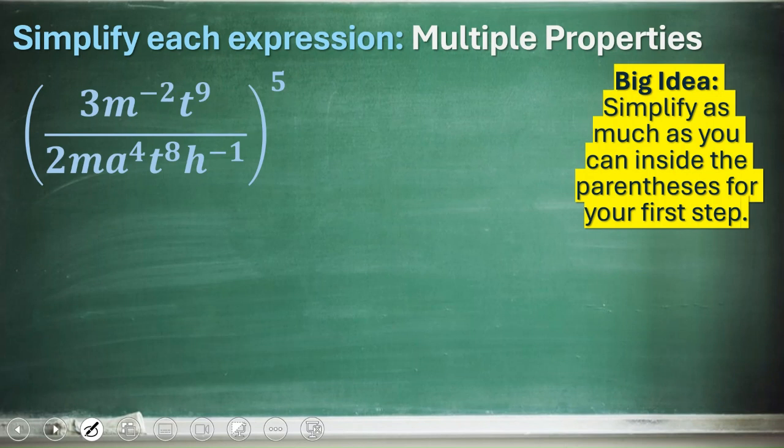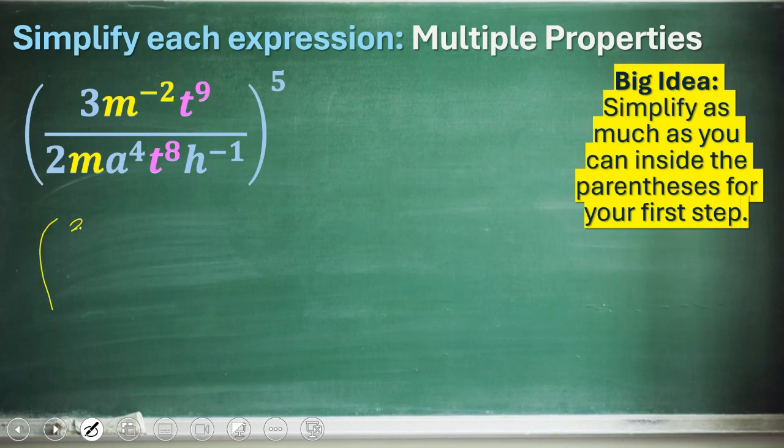Sometimes I suggest to students that they might want to color code the variables that are the same. So I've done that for us here. You can see that we have m's in the numerator and denominator, and we have t's in the numerator and denominator. And then a and variable h are on their own. So let's go ahead and start simplifying inside the parentheses.